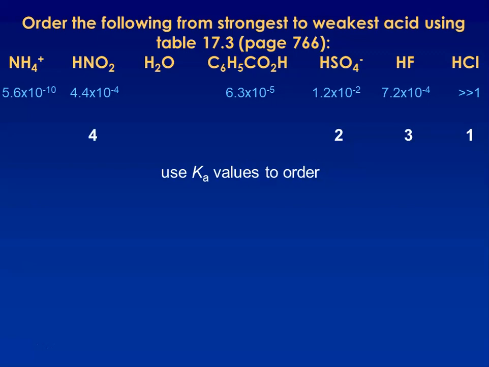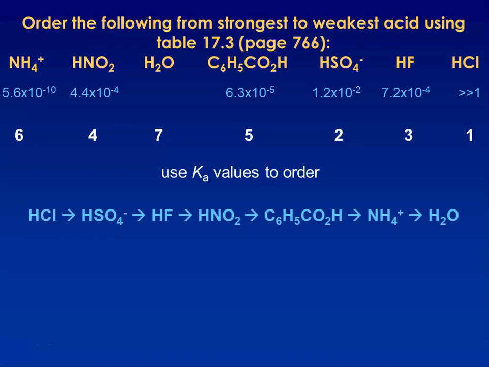I would then go with my 10 to the negative 5th, C6H5CO2H, the ammonium ions, and that could be a conjugate acid of a strong base, and then you would get to water. So if I'm going to organize these from strongest to weakest, again, the strongest acid's always going to be one of your 6 strong ones if you have it. Your weak acids are organized by your Kas, and then you have water.